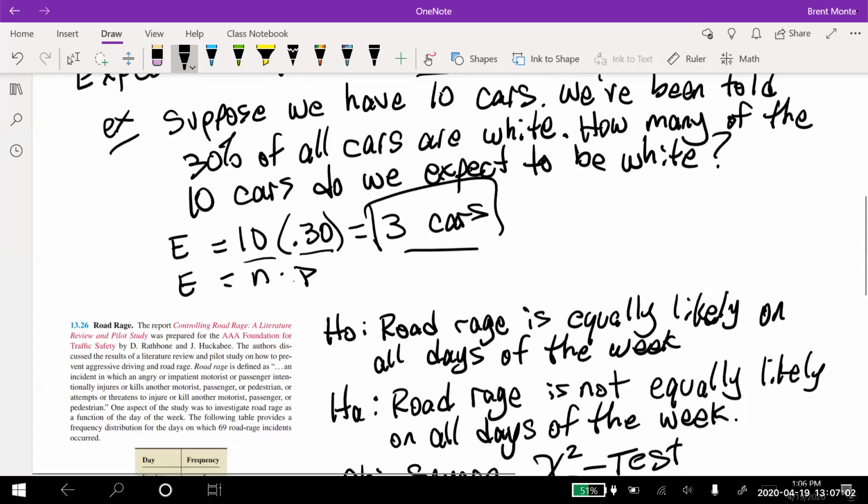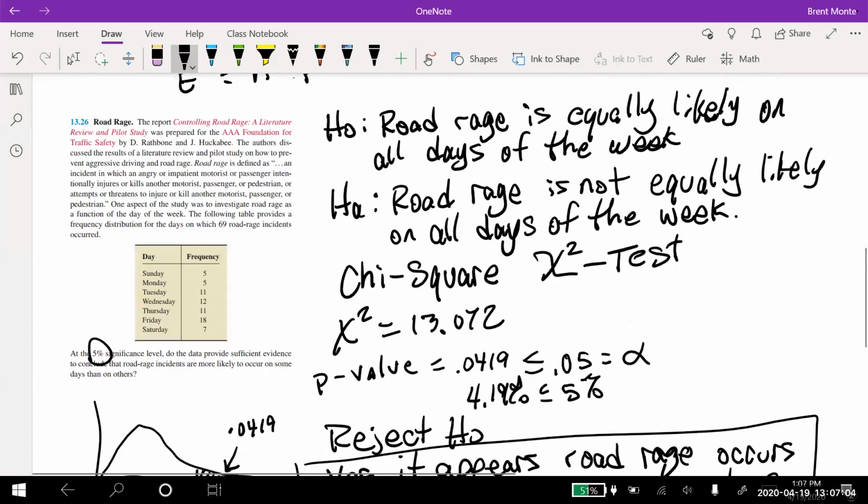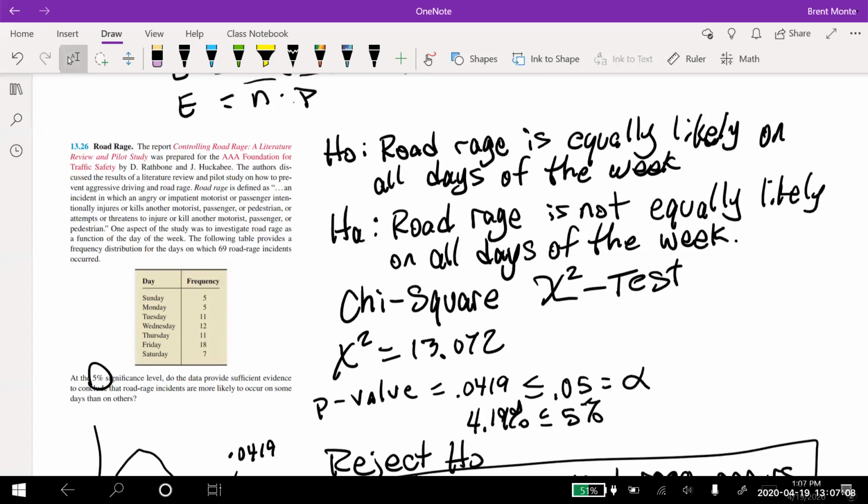Okay, so let's go ahead and read a problem, and try not to read the null and alternative hypothesis yet, although we've talked about what it would be. Here's 13.26, out of the book. It says road rage. The report Controlling Road Rage, a literature review and pilot study, was prepared for the AAA Foundation for Traffic Safety by D. Rathbone and J. Huckabee. The authors discussed the results of a literature review and pilot study on how to prevent aggressive driving and road rage.